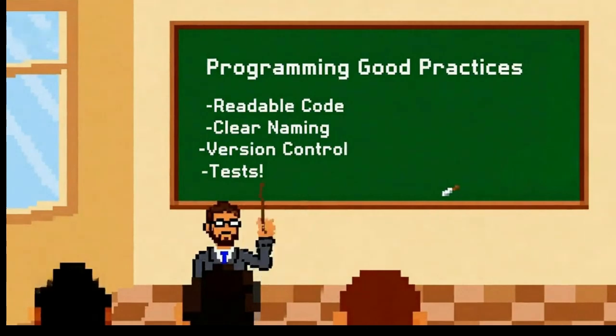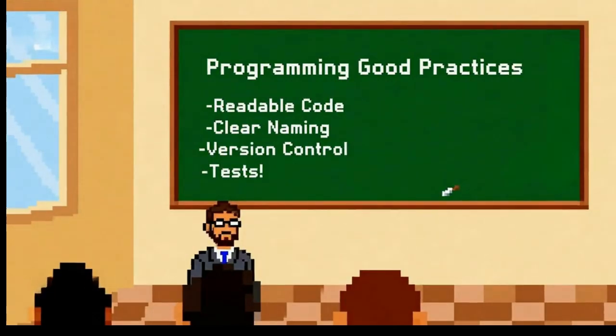Second, separate different concerns into different files or modules. This is related to the single responsibility principle we discussed earlier with functions, but applied at a larger scale. Your user interface code should be separate from your business logic. Your business logic should be separate from your data access code. This separation makes it easier to change one part of the system without affecting others.